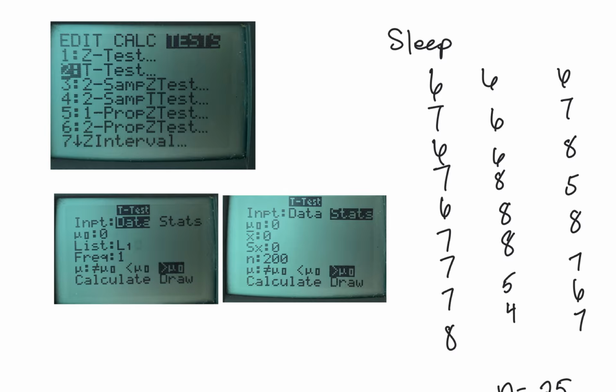If I pull up the T-Interval, and this is true for the 2-sample versions, it will ask me the same sorts of information: lists or statistics, data sets or statistics. And so the question was, do college students get 7 hours of sleep or not? So what is the null hypothesis for this kind of environment?